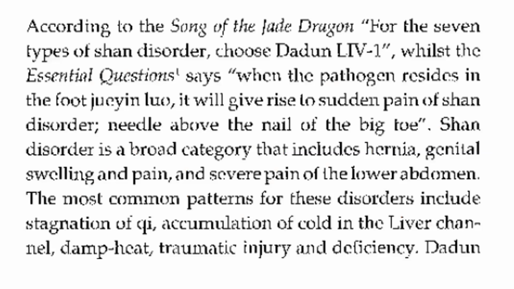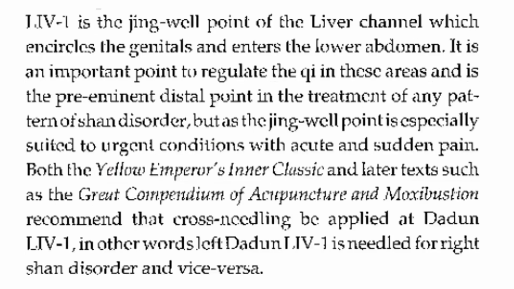According to the Song of the Jade Dragon, for the seven types of Shan disorder, choose Liver 1, while the Essential Questions says, when the pathogen resides in the foot, it will give rise to sudden pain of Shan disorder; needle above the nail of the big toe. Shan disorder is a broad category that includes hernia, genital swelling and pain, and severe pain of the lower abdomen.